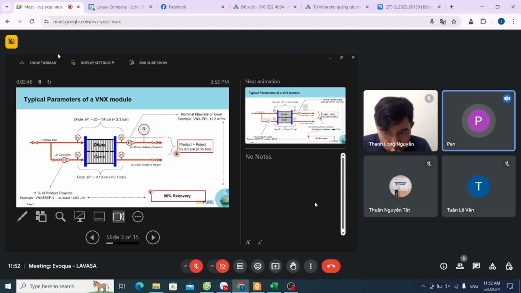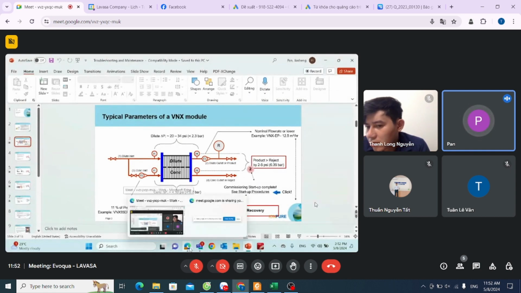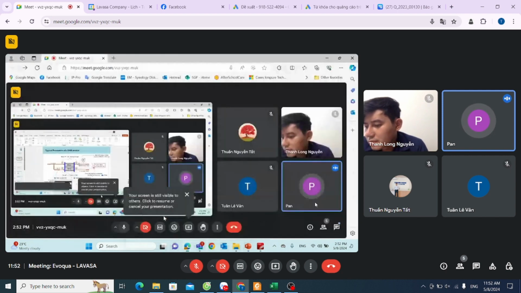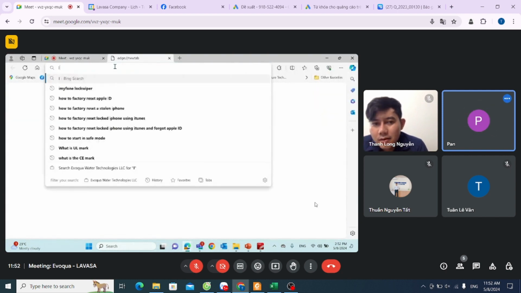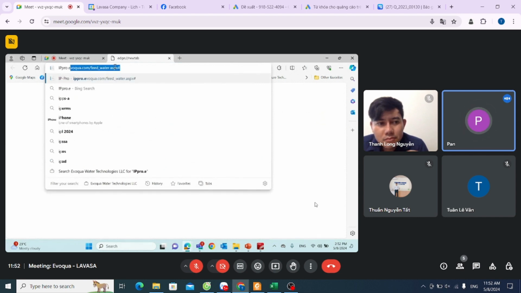You want to know the flow rate input and quality output. On the quality, yes. If you change pressure and flow, maybe in the software. Yes.